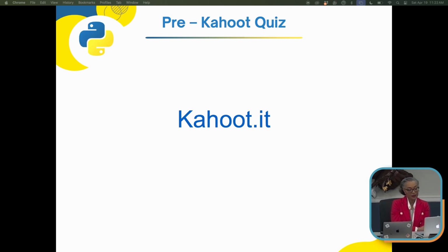Which Python library is commonly used for creating static plots? Matplotlib red, scikit-learn blue, TensorFlow gold, PyTorch green. Creating plots in Python, Matplotlib red, and it is Matplotlib. And for those that didn't know, that's why you're here, so we're gonna cover that.